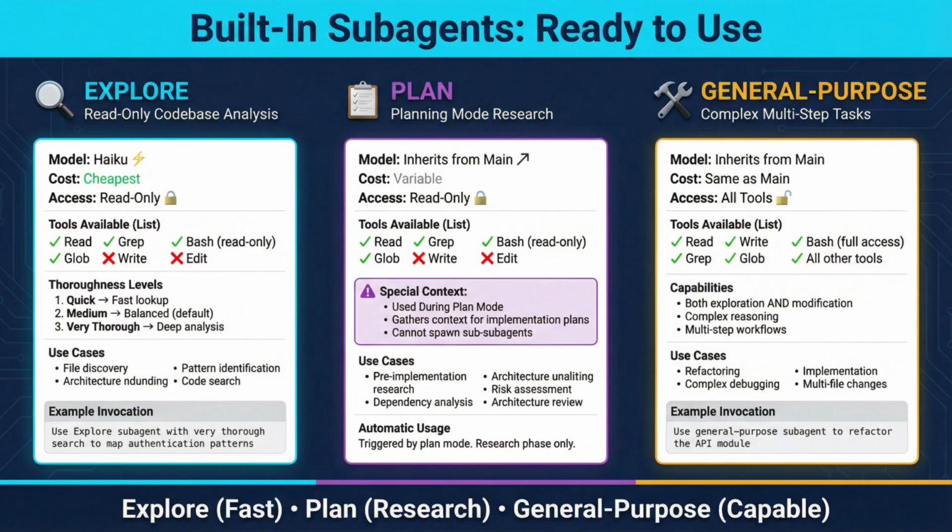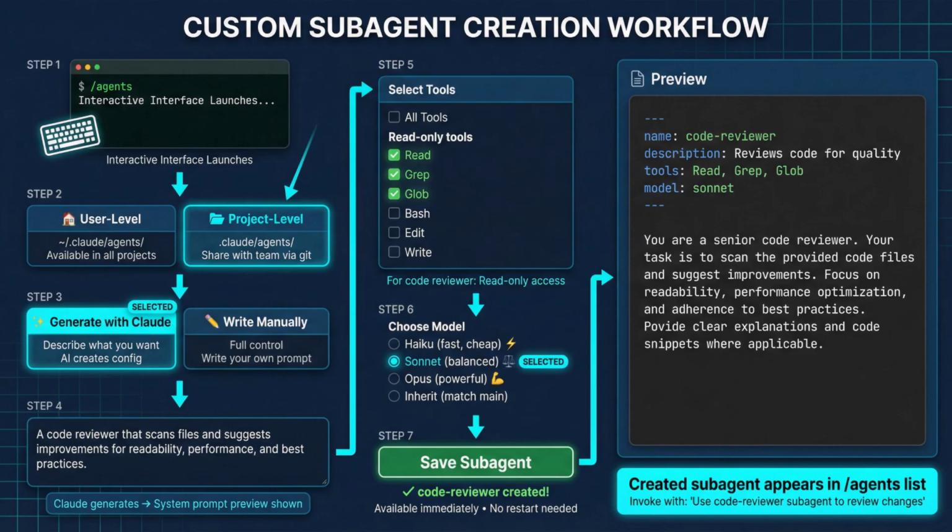You don't have to wait for Claude to decide when to use these. You can invoke them explicitly by saying something like, use the Explore subagent with very thorough search to map all authentication patterns. Custom subagents are where you unlock real workflow optimization by creating specialists tailored to your specific codebase and recurring tasks. The creation process is straightforward using the /agents command.